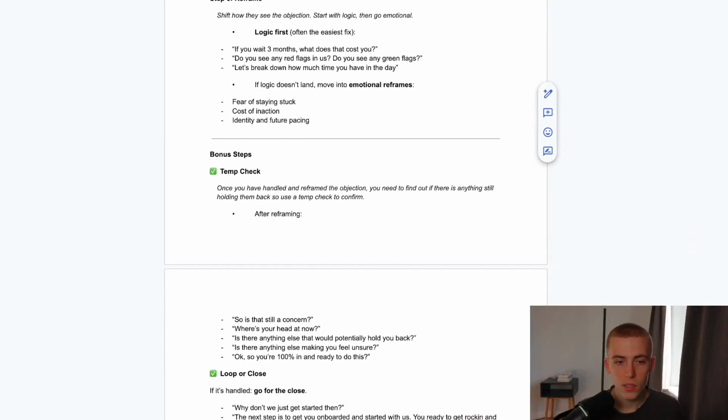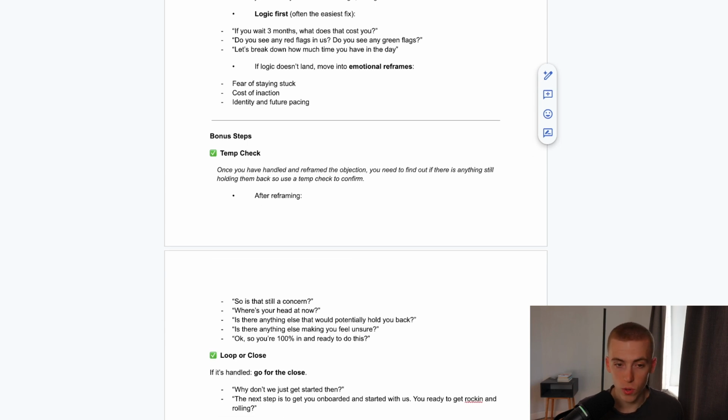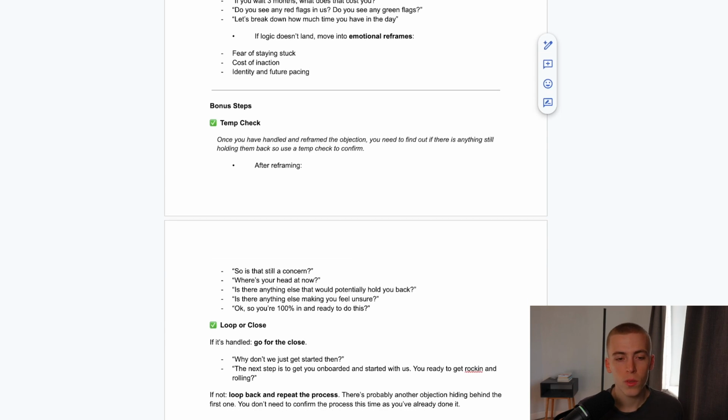After this, I usually do a temp check just to check if you've handled that objection or if there's anything else. So you pretty much say, after reframing, after you feel like you've gotten through, so is that still a concern, or where's your head out now? Or is there anything else that would potentially hold you back? Or is there anything else making you feel unsure? Okay, so you're 100% in and ready to do this, right? That's how you know, no more objections, that one's handled.